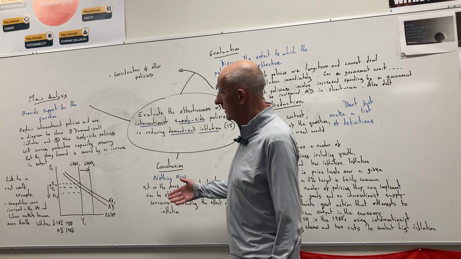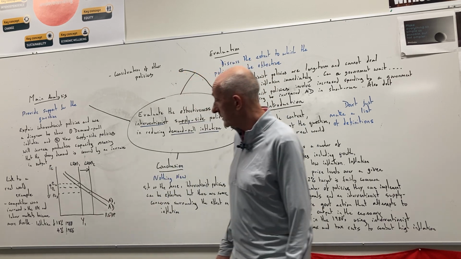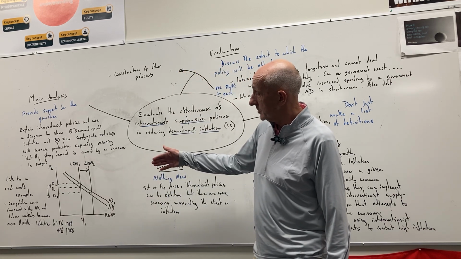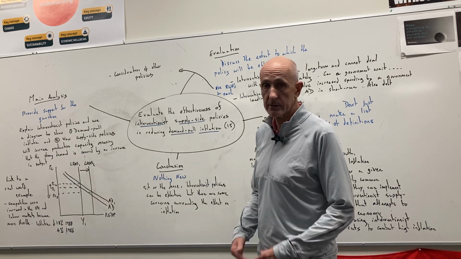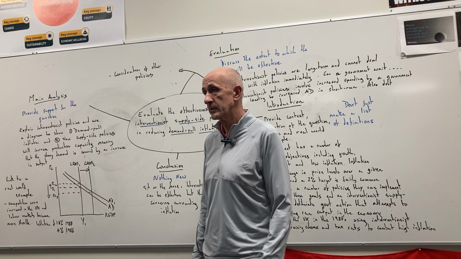They increased flexibility in their labour markets and managed to bring inflation down from 18% in 1980 to around about 4% by 1986 over that 6-year period.